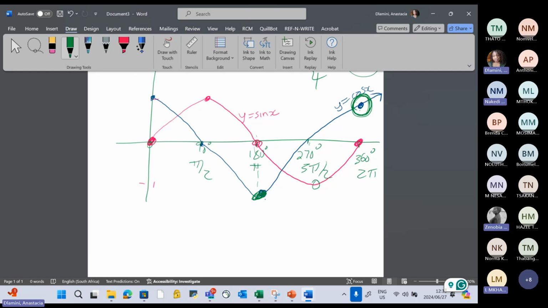0. What is sine 3 pi over 2? -1. What is sine pi? It's 0. What is sine 0? It's 0. Are we getting it, guys?